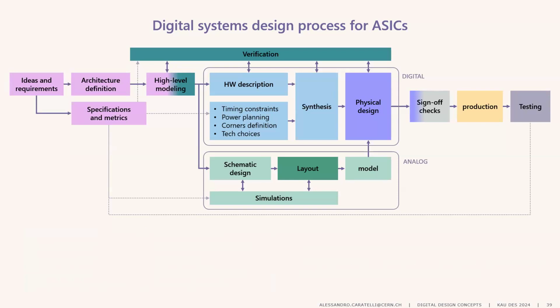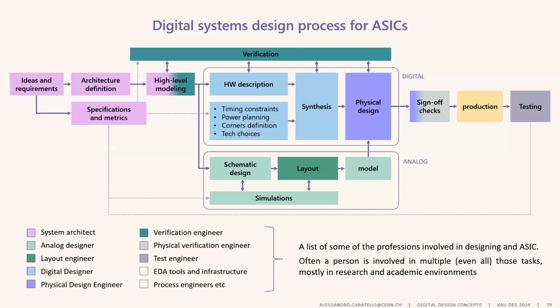So, as you see here, I colored the things in different colors. There is a reason for this, because these are actually generally done by different professions which are involved in the design of an ASIC. What is in pink here is mostly done by what we call a system architect. This part is more done by the analog designer, and this by the layout engineer, or this by the digital designer, or the physical design engineer in this case.